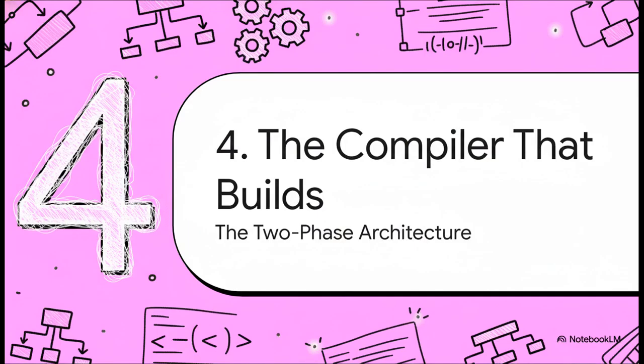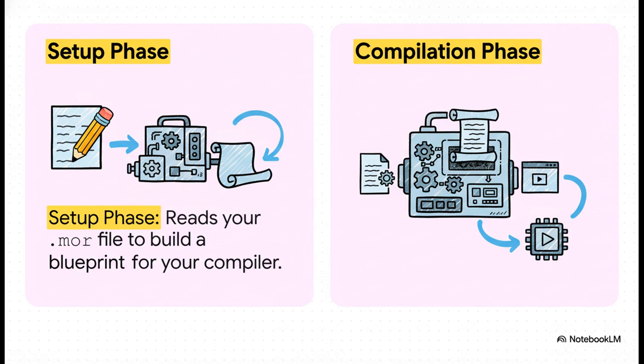So, okay, we've seen the core components inside that one file, but how does Metamorf actually use them? This is where we get to this really clever and elegant idea. It's basically a compiler that builds itself, using your file as the instruction manual. It all works in two distinct phases.